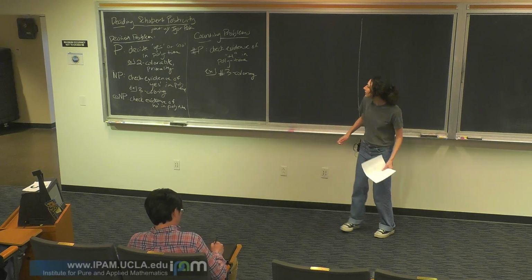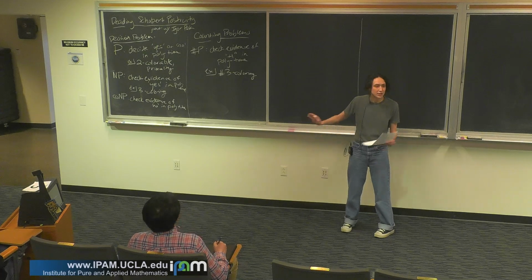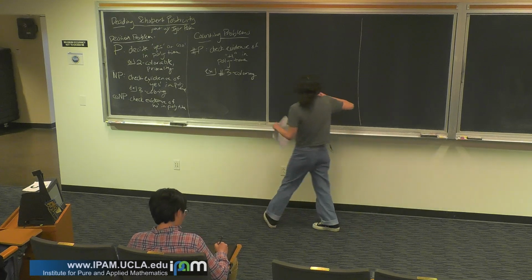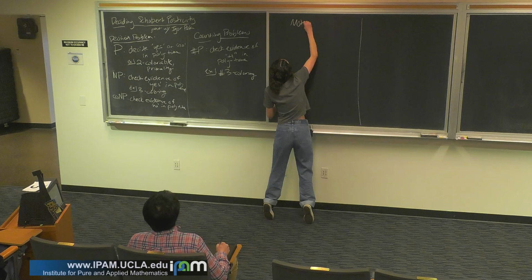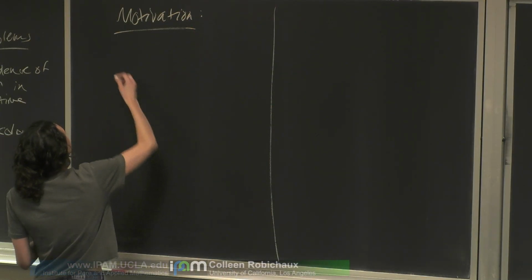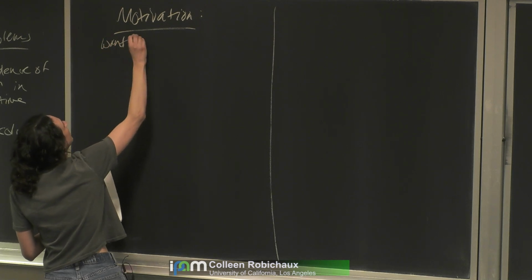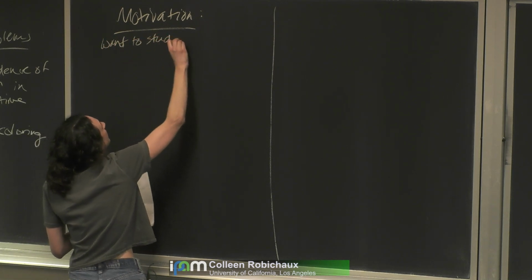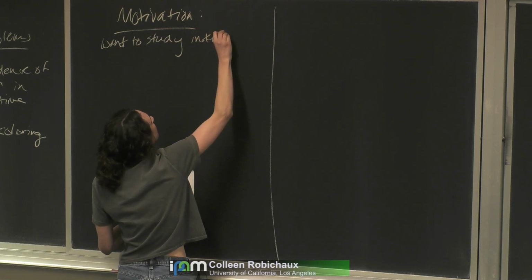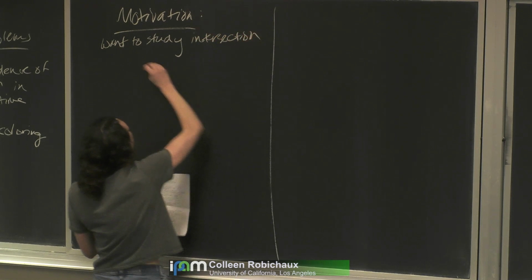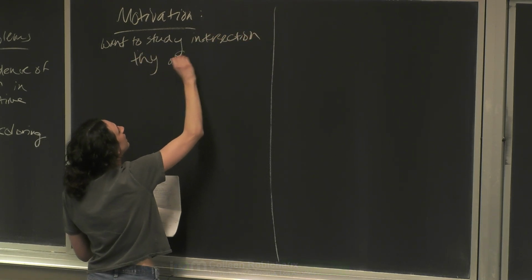Okay. Now we'll get into the Schubert section, or Schubert motivation. Our general motivation is we want to study the intersection theory of Schubert varieties.